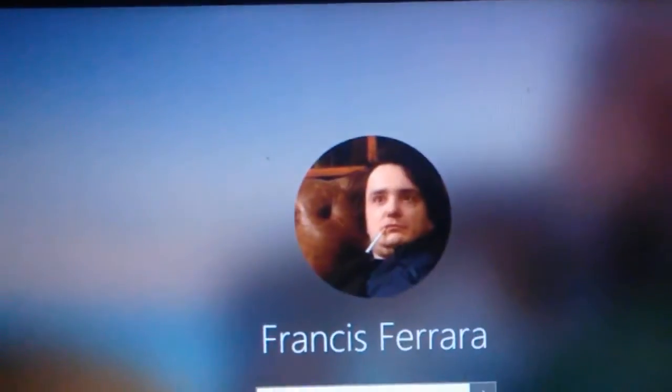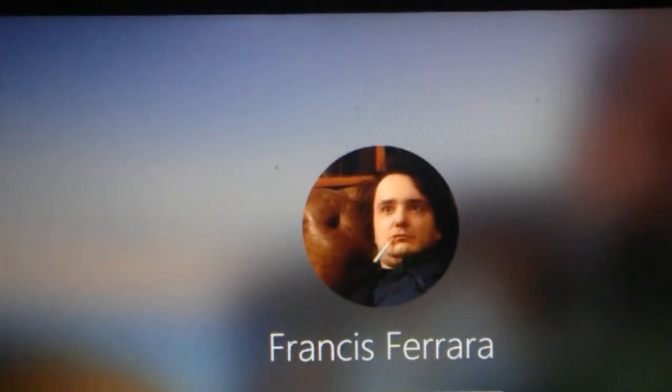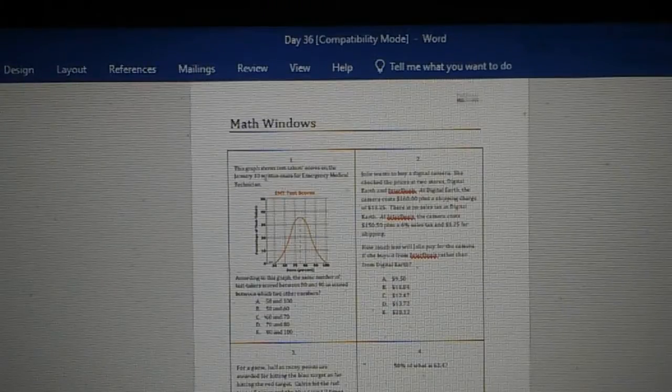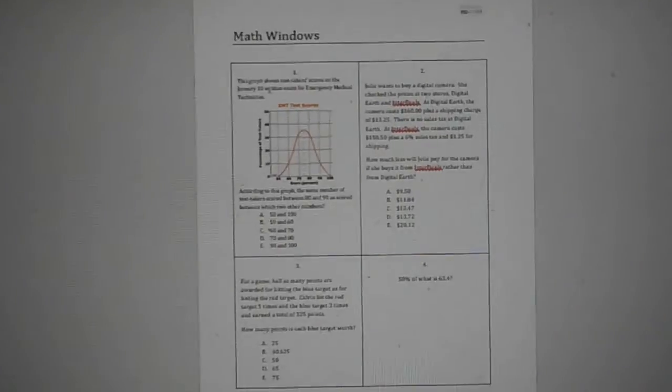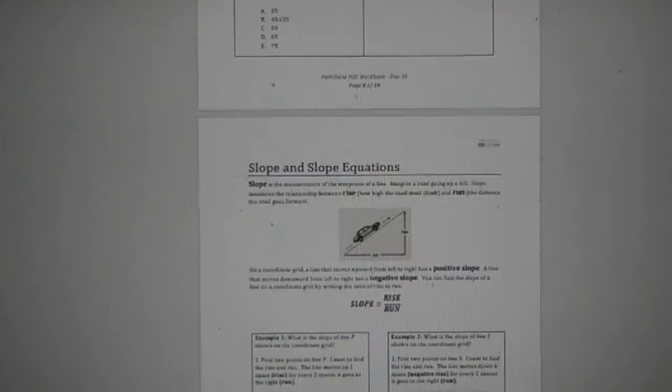Okay, so we're going to go on to today's lesson, which I'm going to get my computer up again here. Okay, let's do this. Okay, so here's our math windows, and we're going to scroll down. And there we got slope and slope equations.